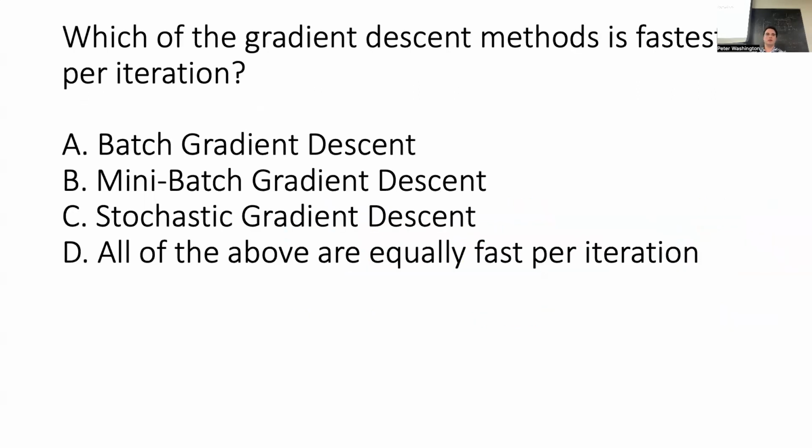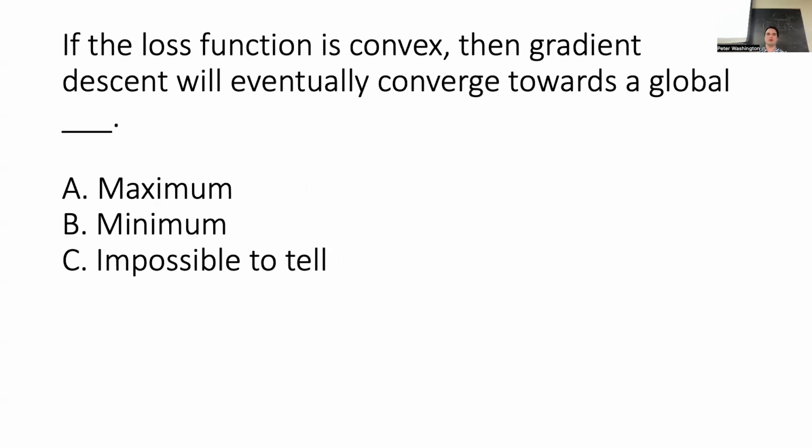Okay, almost done. Which of the gradient descent methods below is fastest during each iteration? Okay, who thinks batch gradient descent? Who thinks mini batch gradient descent? Who thinks stochastic gradient descent? Okay, cool. Yeah, stochastic gradient descent. Because remember, stochastic gradient descent just uses one training example per iteration. So it's going to be faster because it just uses one data point.